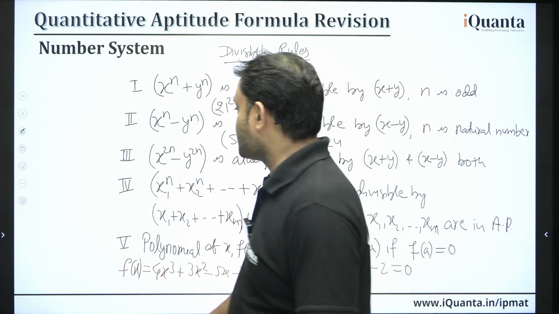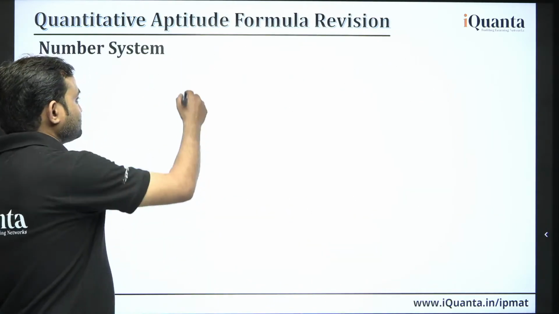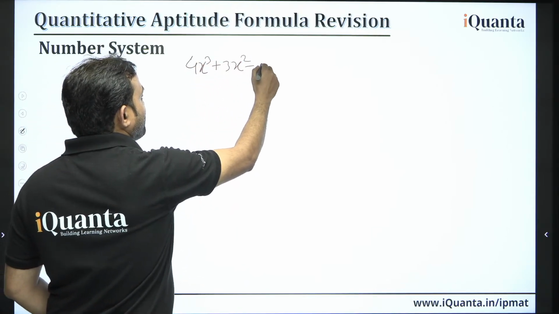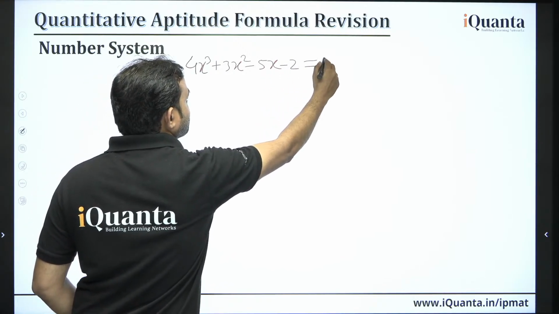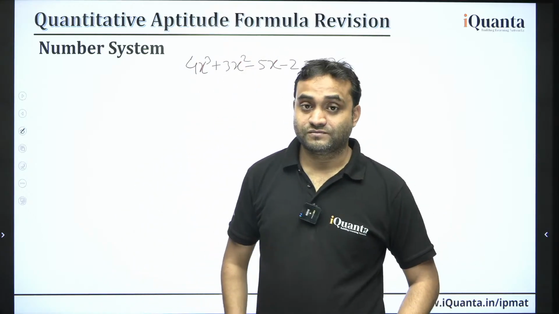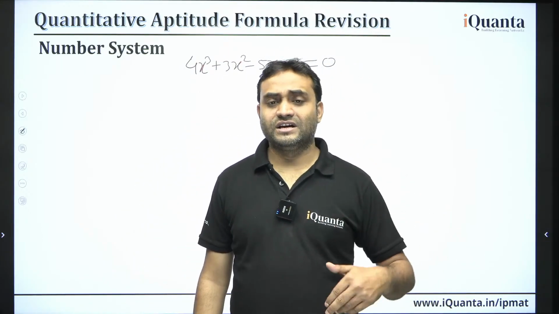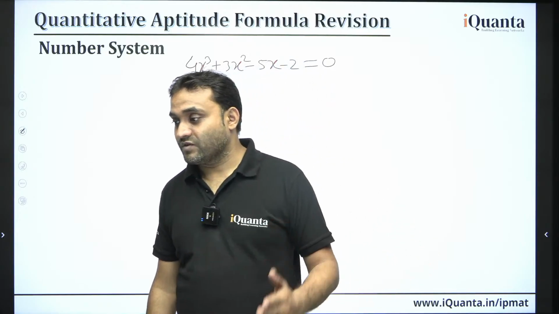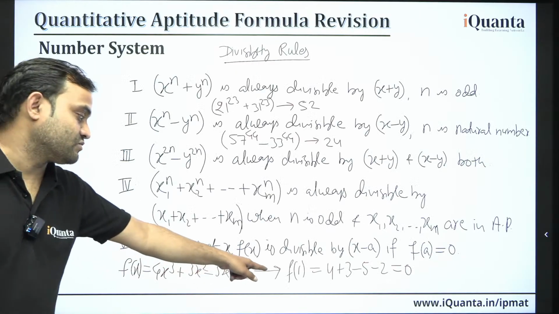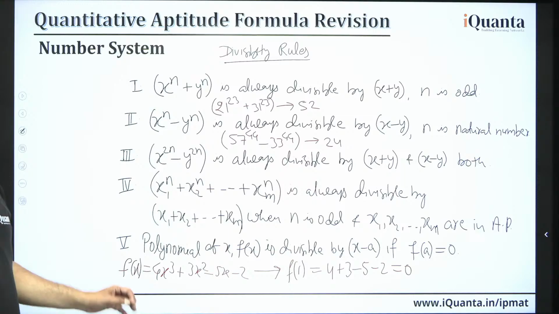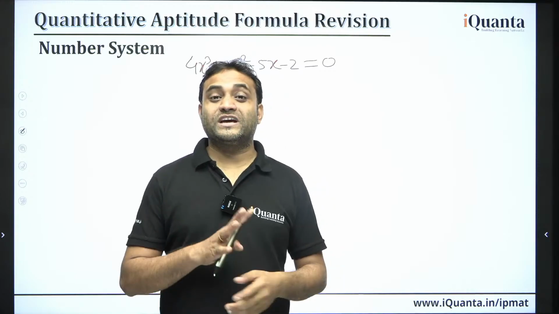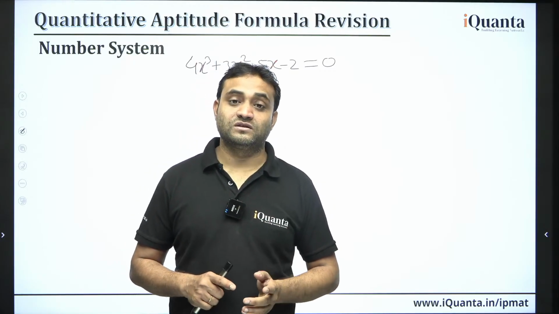Like if this is equal to 0, how do we solve this? 4x cube plus 3x square minus 5x minus 2 is equal to 0. If ever you get a cubic equation, how do you find the roots? Let it be that they are real or imaginary, we don't know. It was divisible by x minus 1 because f1 is equal to 0. So now we know that this expression is divisible by x minus 1, so we can factorize it in terms of x minus 1. How do we factorize it?